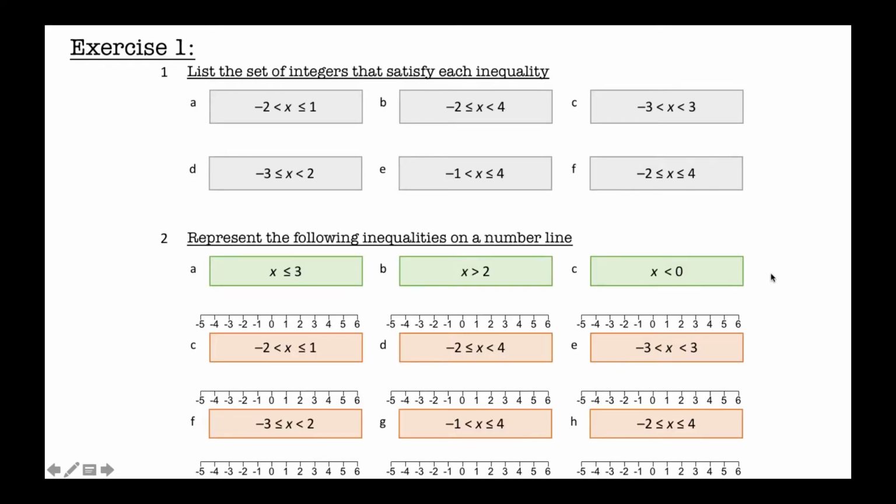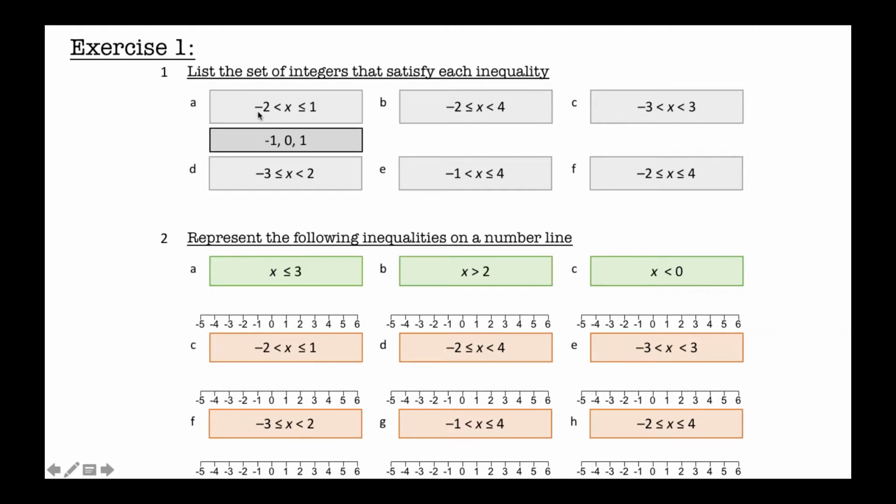Okay, so what I'd like you to do then is pause the video and have a go at these questions. Now the first one, what I would like you to do is list the set of numbers. I've used the word integers here because that's what that means, numbers that satisfy each inequality. Now I'll give you the first one.